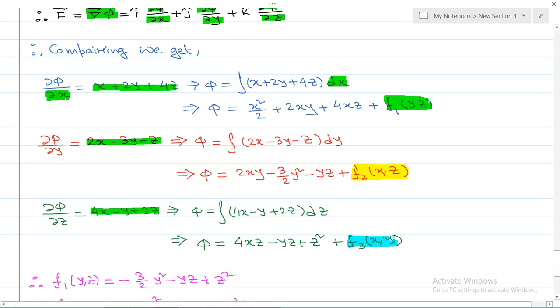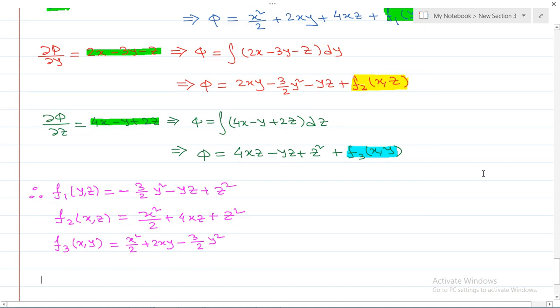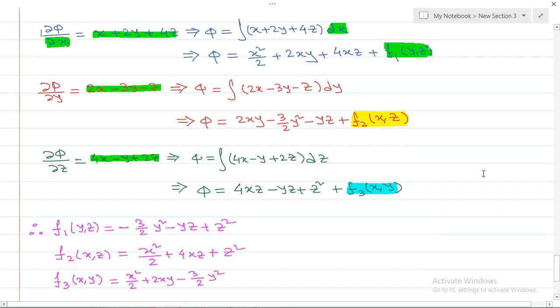Let us try to find out all these three functions, f1 of yz, f2 of xz and f3 of xy. How to calculate this? As I told you, f1 of yz you have to find out from the second and third integration results. So you have to identify those terms which involve only y and z. You can see here minus 3 by 2 y square minus yz, the terms depend on y and z. Also at the end we have plus z square. So the value of f1 of yz is going to be minus 3 by 2 y square minus yz plus z square.